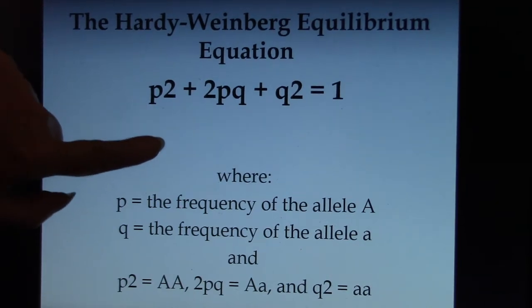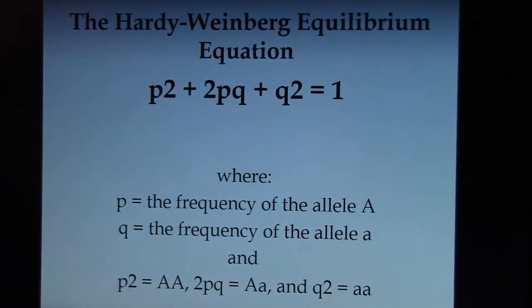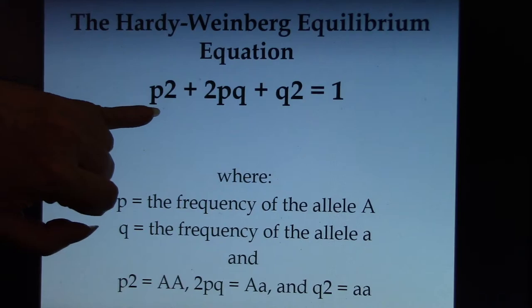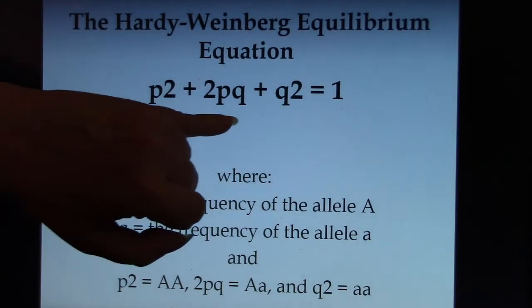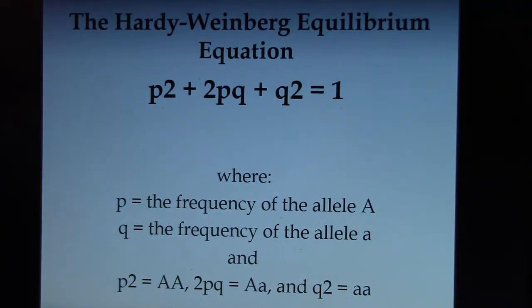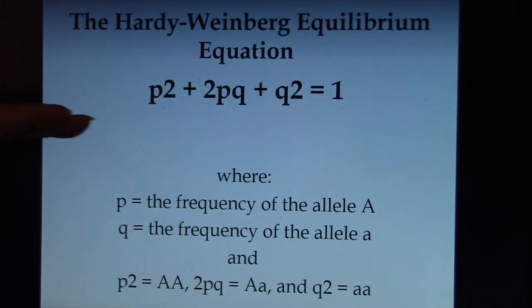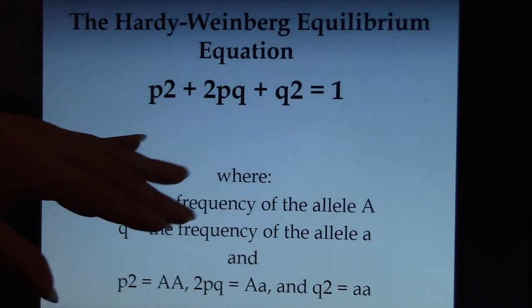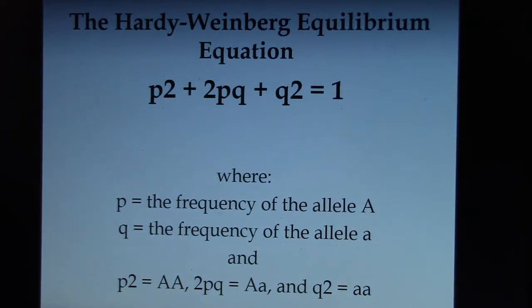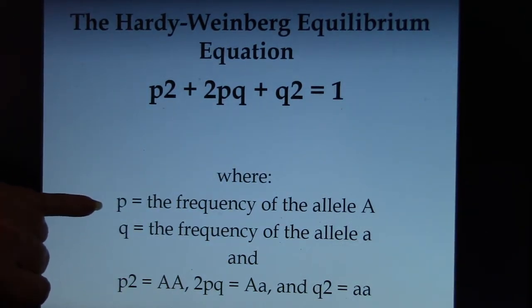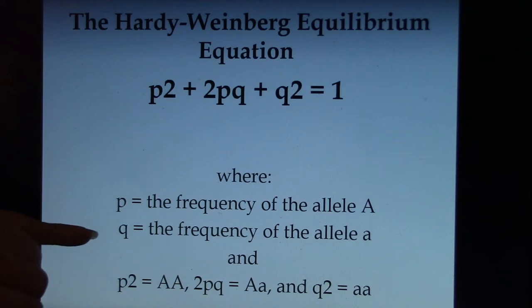P squared plus 2pq plus q squared equals 1. And you need to have the equals 1 in there. And then you need to know that P represents the dominant allele and Q the recessive allele. This equation could be expanded for three alleles, but a lot of times it's more of a theoretical construct. We're looking at just two alleles. So the dominant allele, the big A, for example, and the recessive.